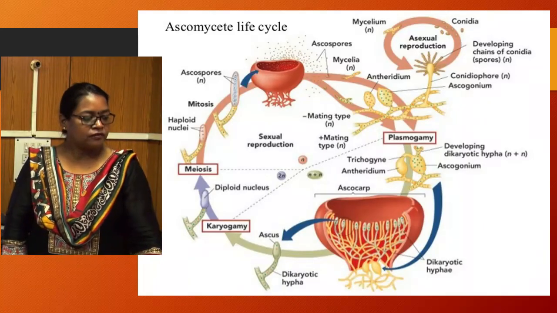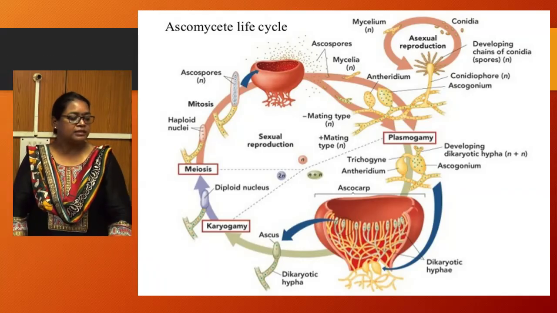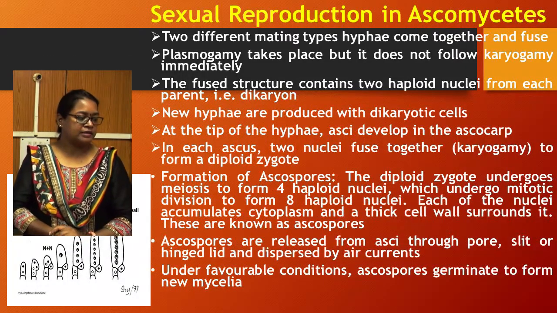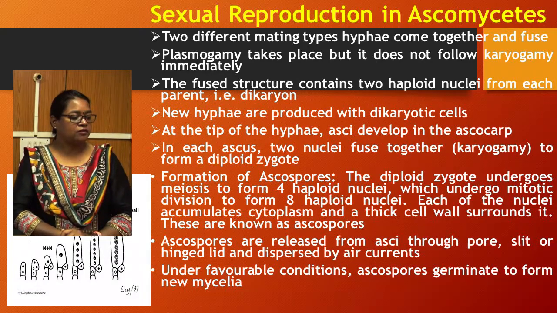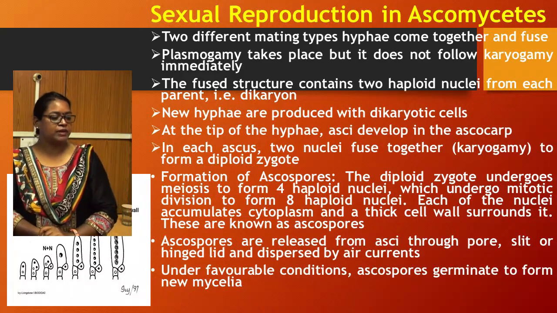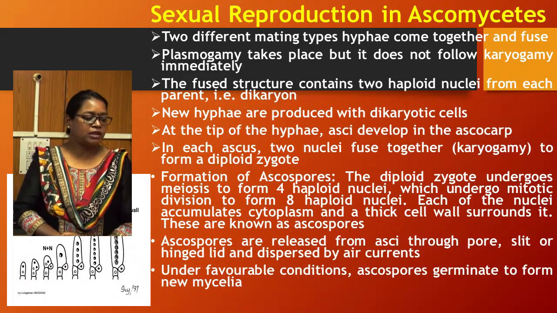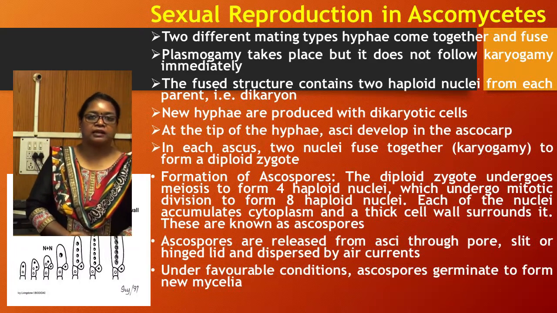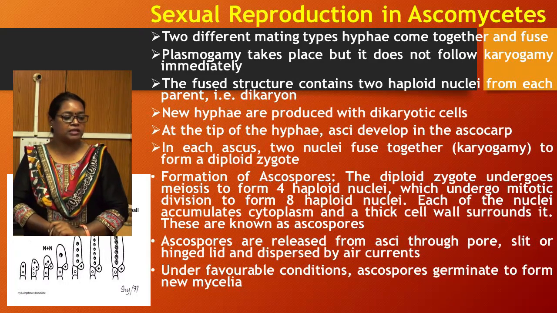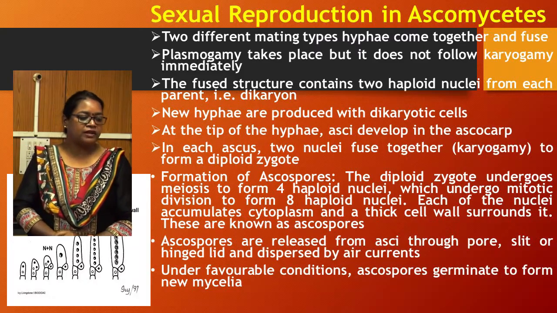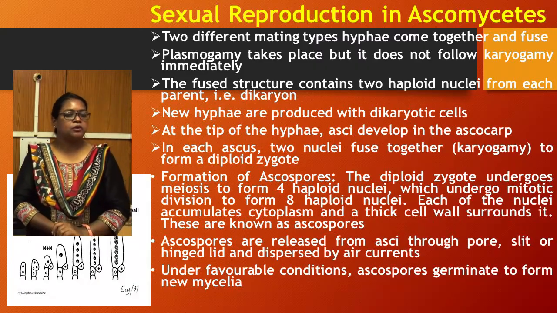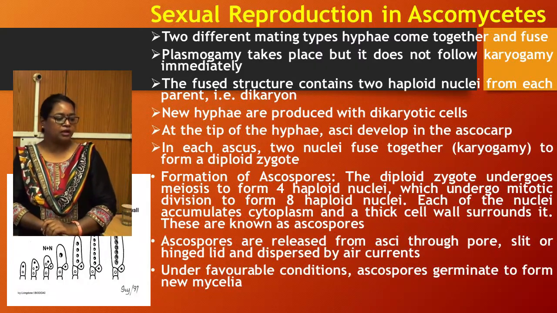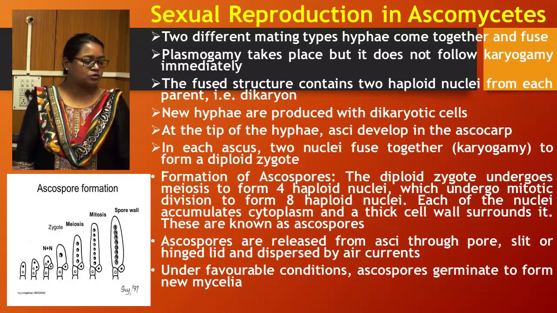This is the life cycle of Ascomycetes fungi. Their sexual reproduction takes place when 2 different mating type hyphae come together and fuse, and then plasmogamy takes place, but it is not immediately followed by karyogamy. The fused structure contains 2 haploid nuclei, one from each parent. At the tip of the hyphae, asci develop in the ascocarp. In each ascus, 2 nuclei fuse together to form a diploid zygote. Now the ascospores are formed.